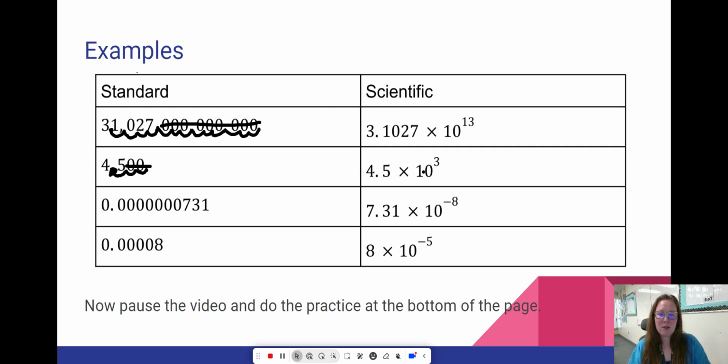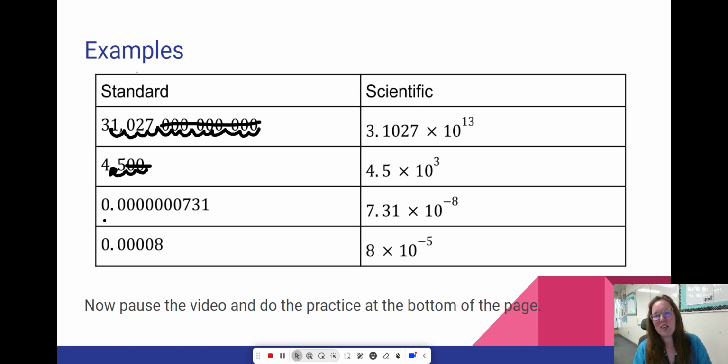4.5 times 10 to the third, because we moved it 3 times. Now what about numbers that are super small, itsy bitsy teeny weeny decimals? Well, here's our decimal. It sure looks like there's 1 digit to the left. It feels like we should be done.